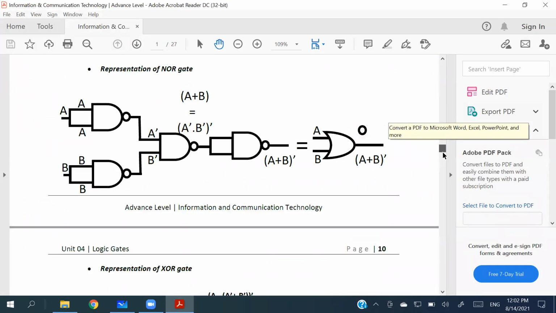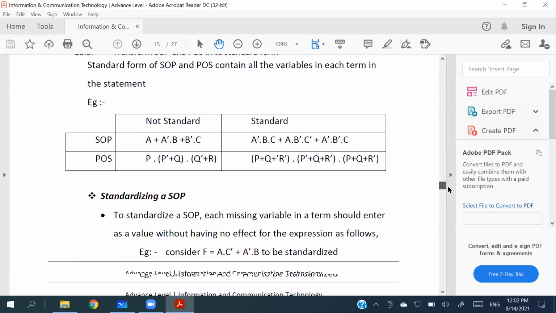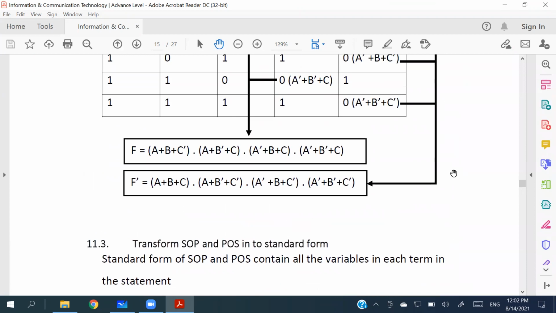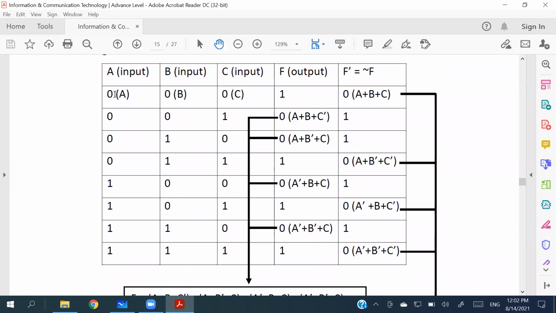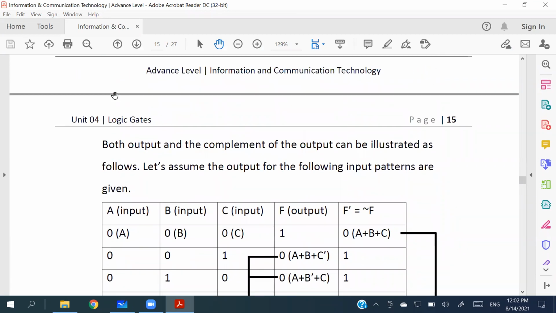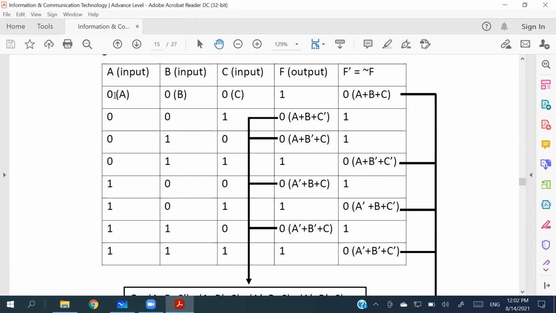Right, I have done the amendment. Okay, so people, please do the amendments in the POS. That means in your 15th page, do it like this, right? So 0 indicates A and 1 indicates A bar. So when it comes to the POS, that is what you need to remember. In SOP, 0 indicates A bar, 1 indicates A. When you are writing a POS, 0 indicates A, 1 indicates A bar. So it goes the other way around, right?